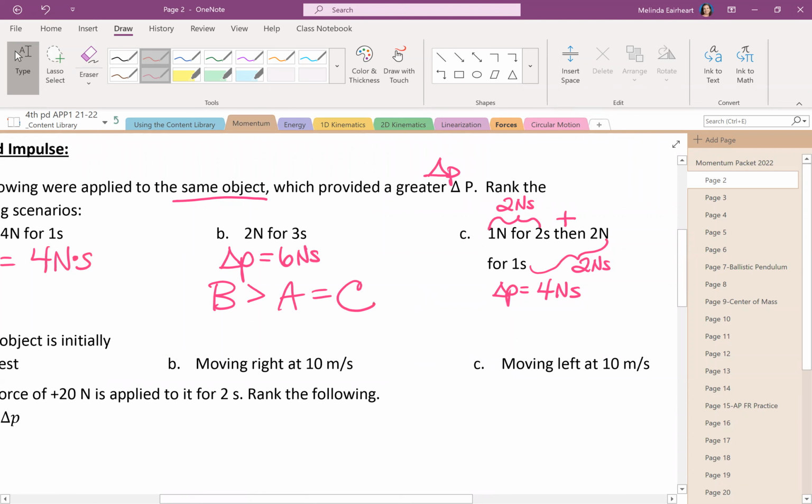Don't average the 1 and 2 Newtons for 1.5 or anything like that. They are individually happening.